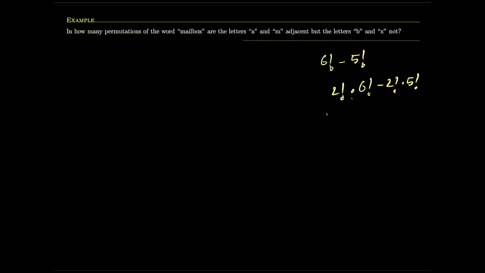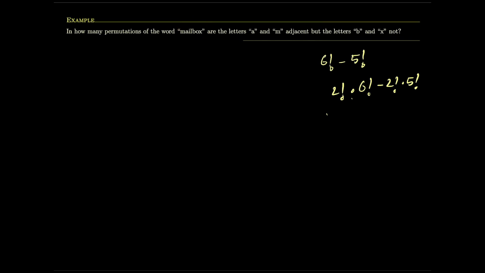Oh, you also got the same answer. So, first of all, tell me, is mailbox itself acceptable or not? Yes. Because M and A are adjacent, and B and X are not adjacent. So the word mailbox itself is an acceptable item, yeah? So you understand what the problem is, yes?